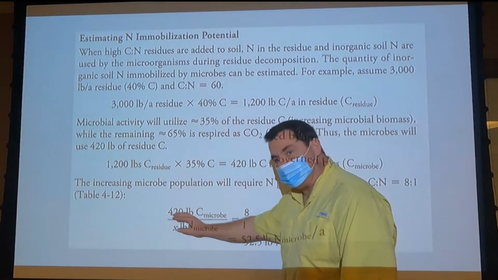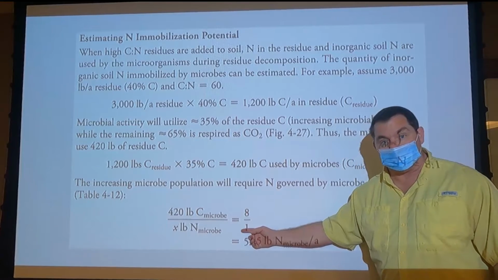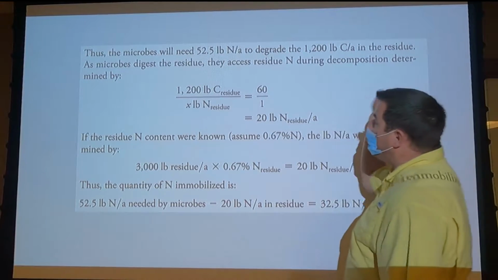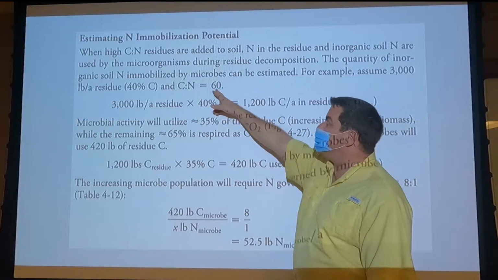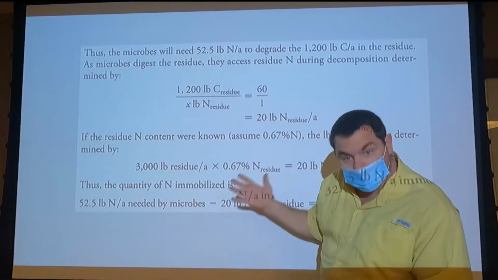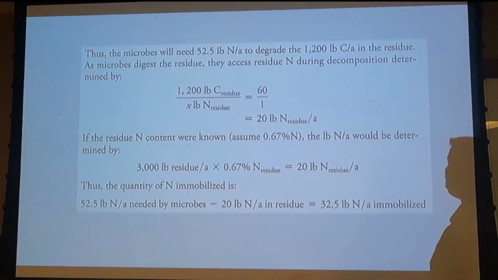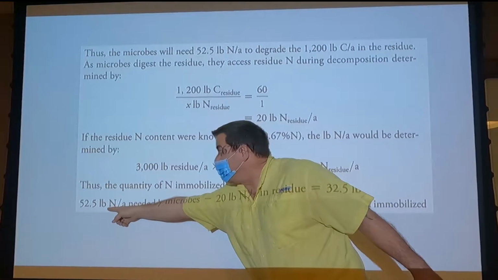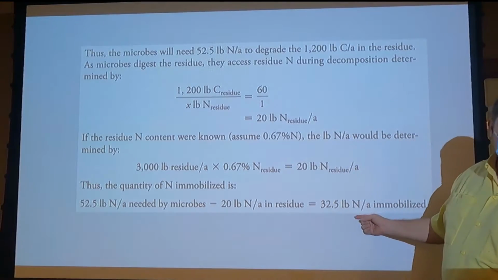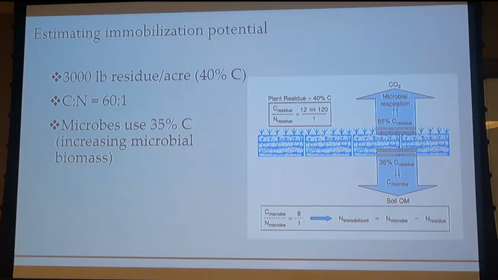So once we determine what the carbon is, then we can figure out how much the microbes need, because they need 8 parts of carbon for every 1 part of nitrogen, or 1 part nitrogen for every 8 parts carbon. So we know the carbon nitrogen ratio of the residues is 1200 to, so it's 60 to 1. So there's 20 pounds of nitrogen in those residues. And then from there, it just becomes a simple subtraction. The microbes need 52.5, so this is the bill. You've only got $20 to pay the bill. We got to find $32.50 somewhere else. That's your fertilizer.